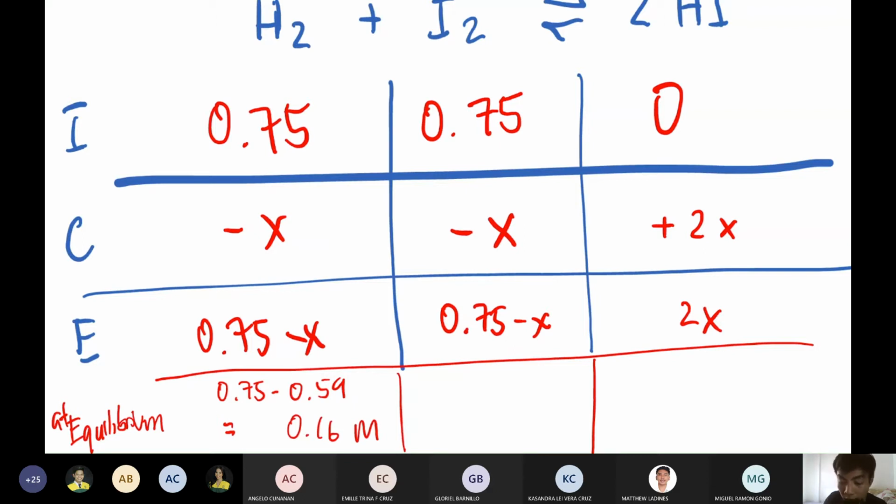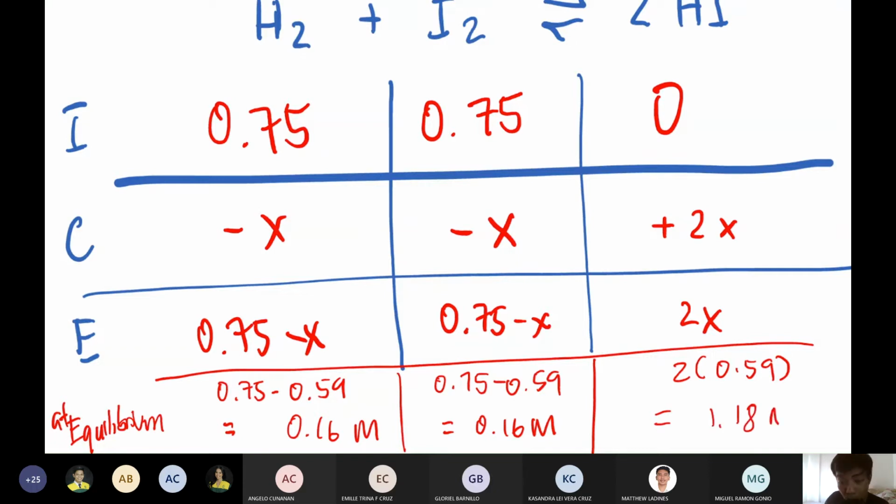How about I2? Ganun din, kasi same lang naman sila ng expression. So that will be 0.16 molar then. How about HI? So that is twice the value of X. So that will be 2 times 0.59. The answer is 1.18 molar. Okay. So that's how we solve for this problem.